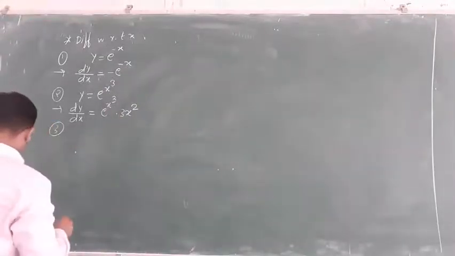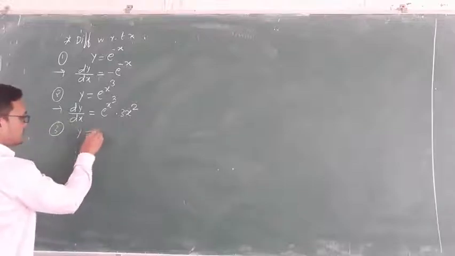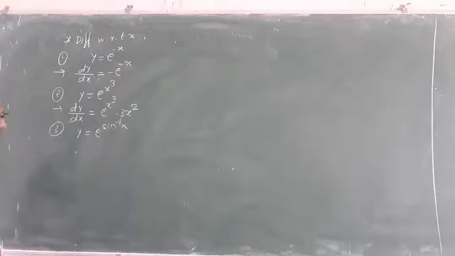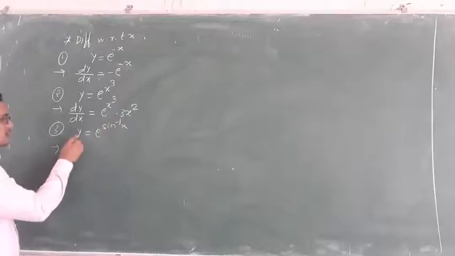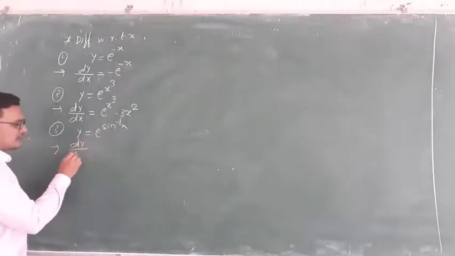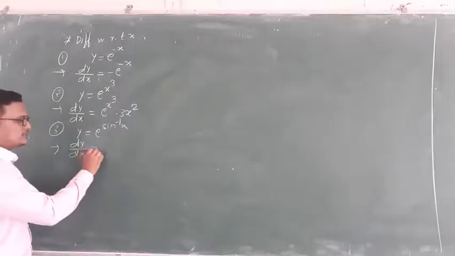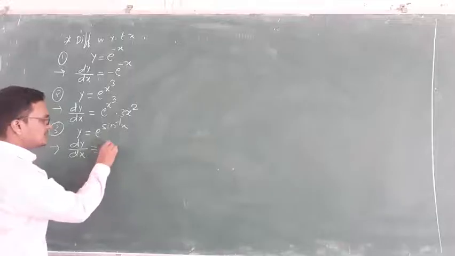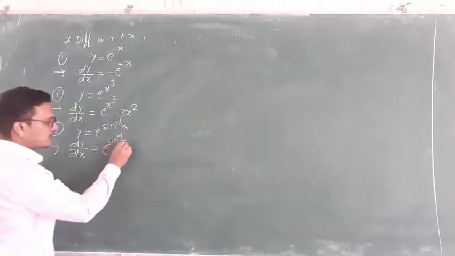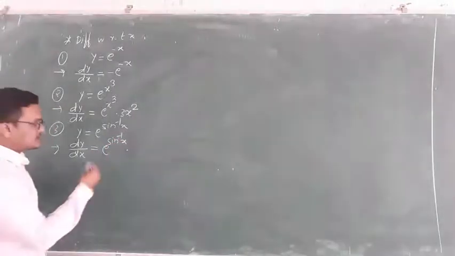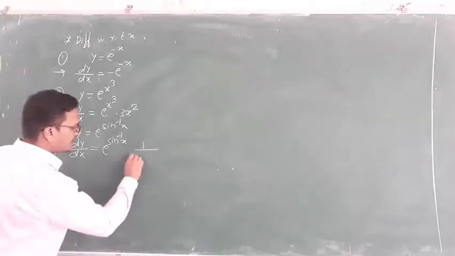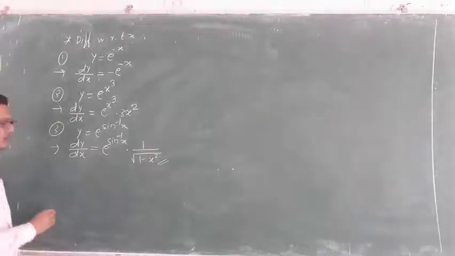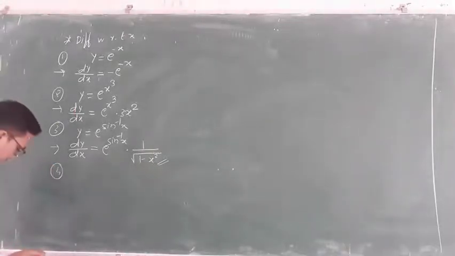Third example, y is equals to e to the power sin inverse x. Again it is a composition function. So dy by dx is equals to derivative of exponential function is again same, that is e to the power sin inverse x into sin inverse x derivative, which is 1 divided by root of 1 minus x square.